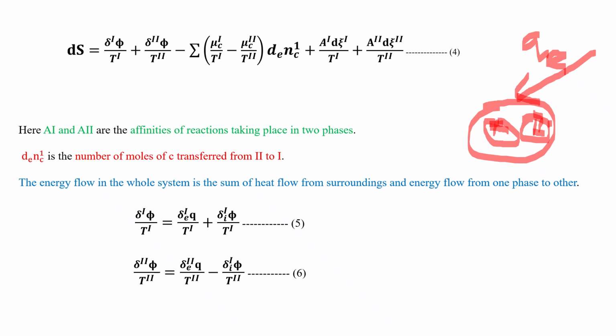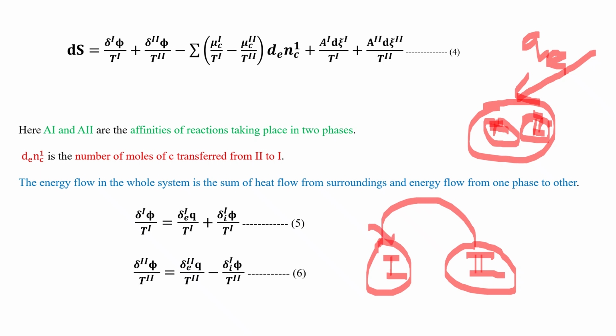And here you can see it is the exchange of energy from system 1 to 2. So here consider phase 1 and 2. Energy is flowing from system 2 to 1. So system 1 is gaining energy, so it is represented with the positive sign. At the same time, system 2 is losing energy.